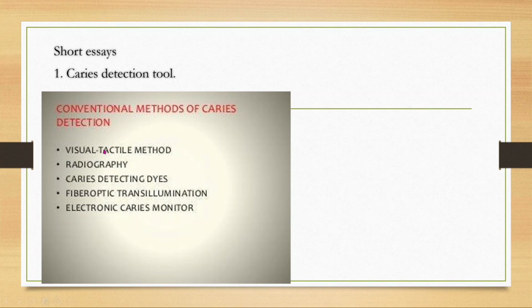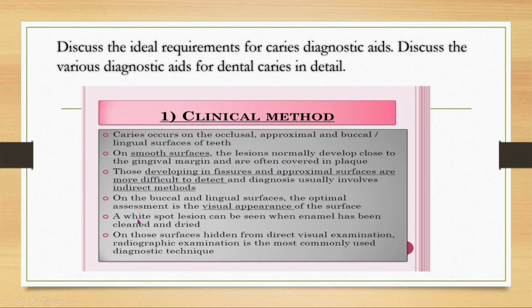So we have visual tactile, that is a conventional method, then radiography, caries detecting dyes, fiber optic transillumination, electronic caries monitor. So what are the ideal requirements of caries diagnostic aids and various diagnostic aids? Okay, so clinical method, we know how to do it using explorer or sharp probe. Smooth surface lesions normally develop close to the gingival margin and are often covered in plaque. And on the buccal and lingual surfaces, optimal assessment is a visual appearance. You can just see the visual appearance.